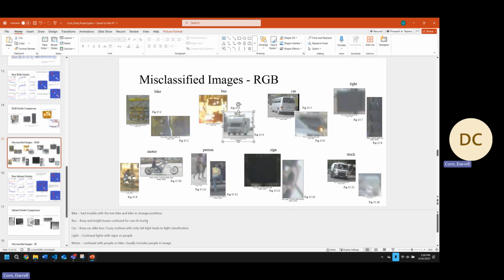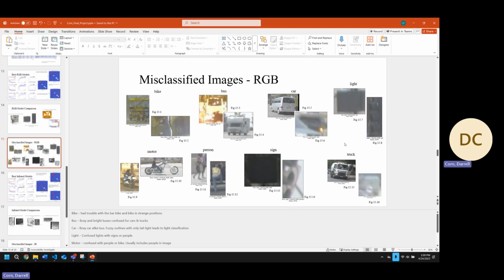As for buses, it thought a lot of these boxier buses were cars or trucks. And for cars, it thought boxy looking cars were buses. So I guess it just kind of got confused about the line between those two classes. And this one is just a super low resolution image of a car, so I guess it just really picked up on its tail light and thought it was a light.